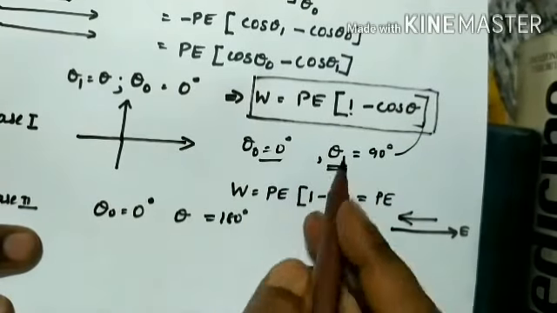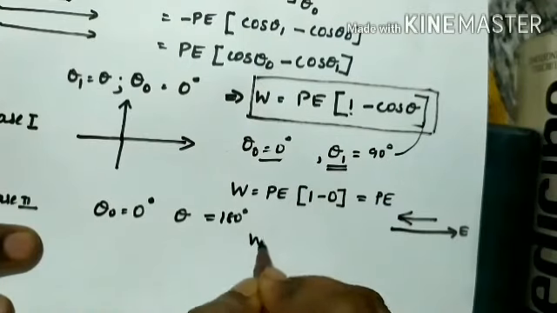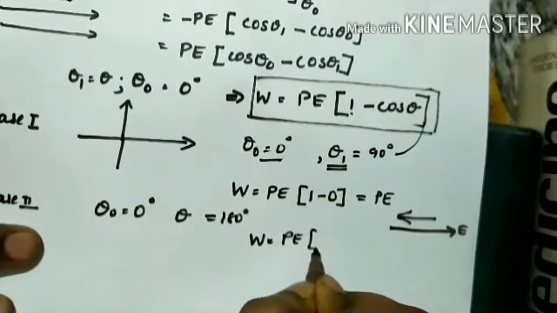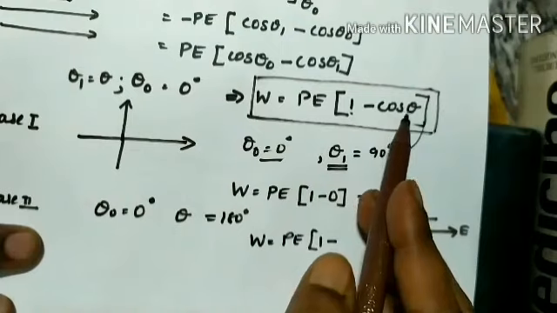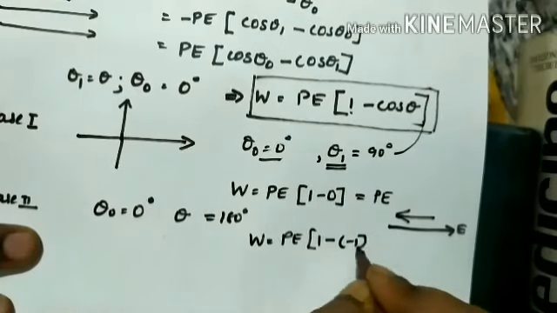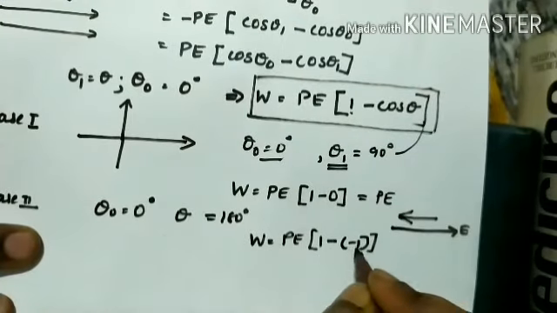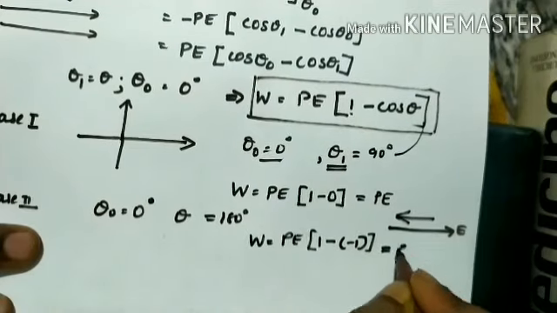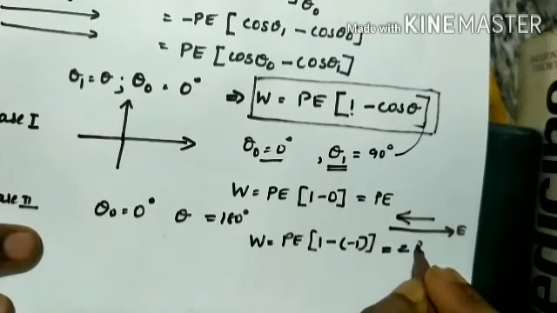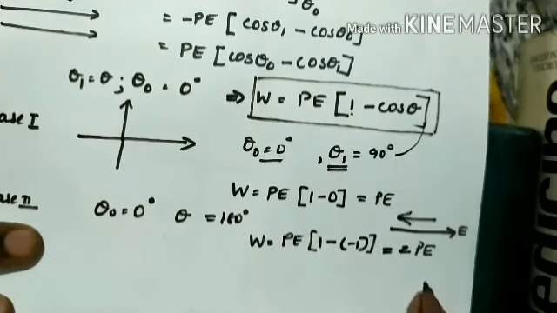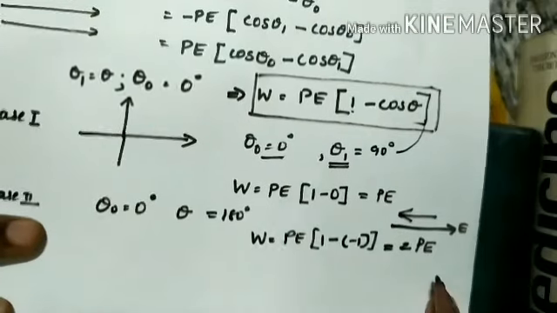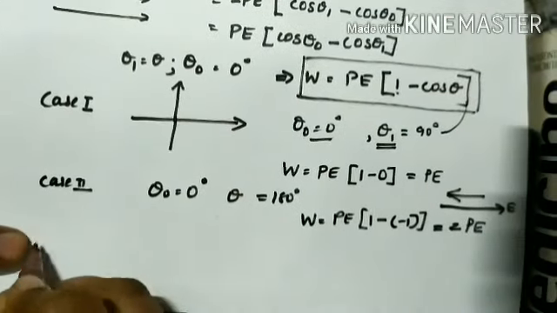I'm going to substitute this value here. So W is PE (1 minus cos 180 degrees), and cos 180 degrees is minus 1. So it becomes 1 minus minus 1, which is 2. So work done is 2PE. Clear? Now case 3.